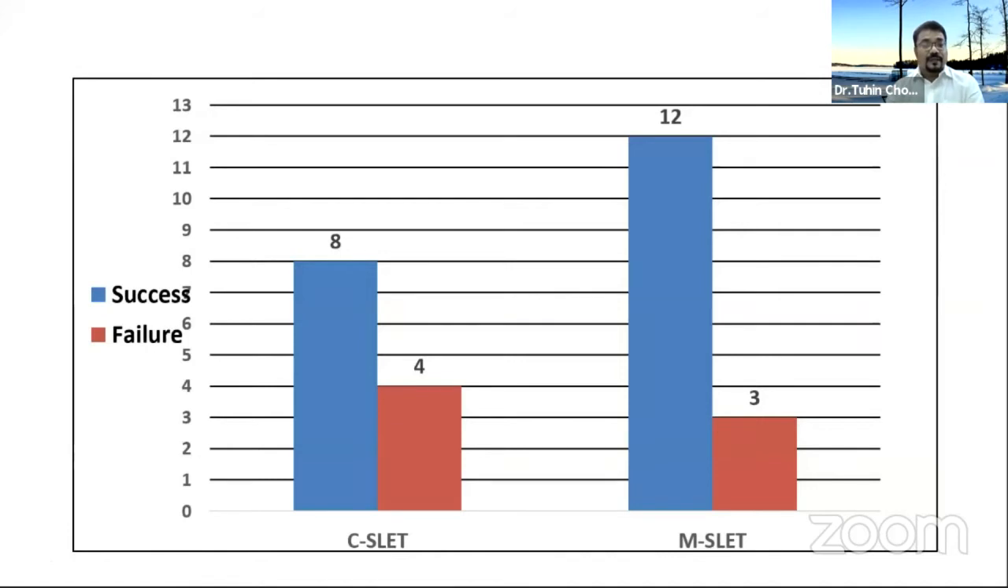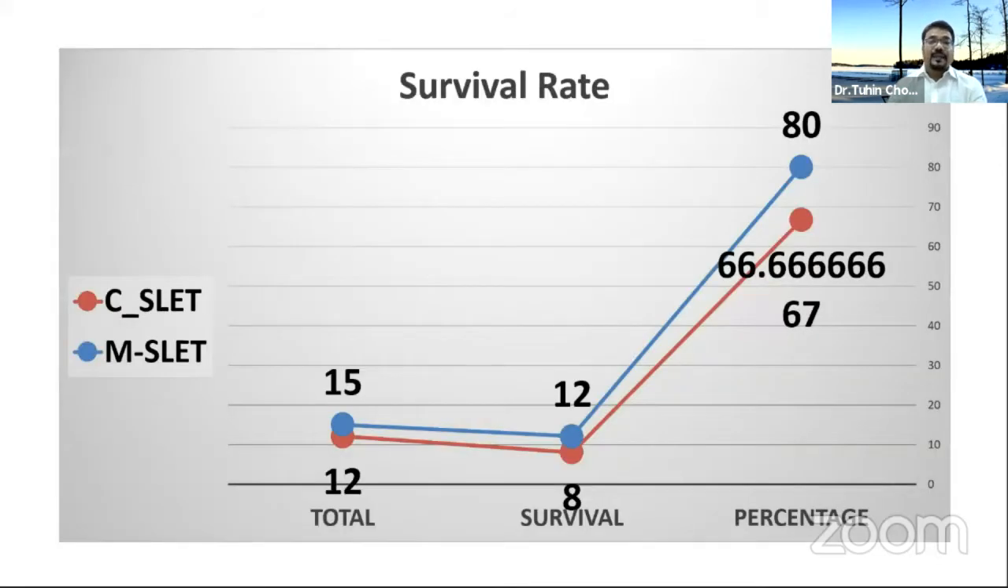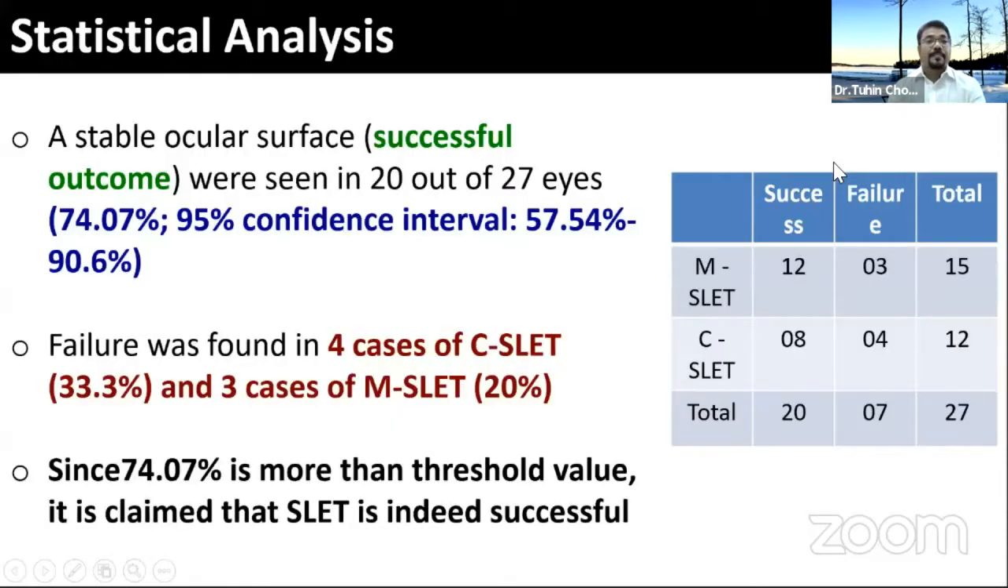So this is the diagram where, out of 12 cases of C-SLET, 8 had successful results, and 12 of 15 cases of M-SLET had successful results. And if you look at the survival rate, C-SLET has a 66.6% survival rate, whereas in M-SLET it is 80%.